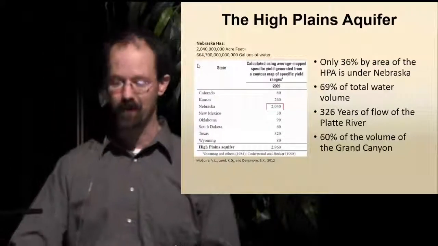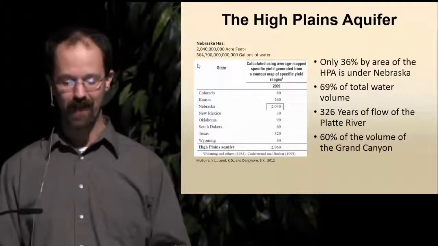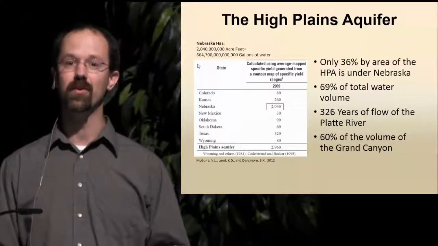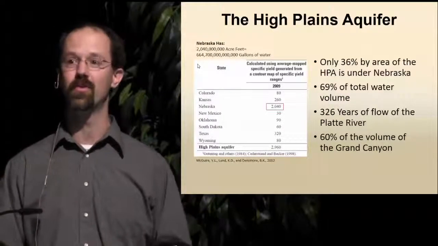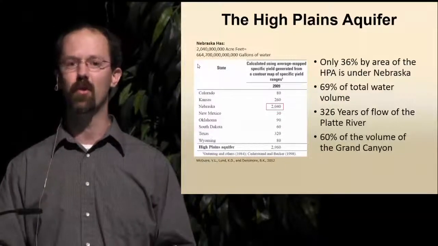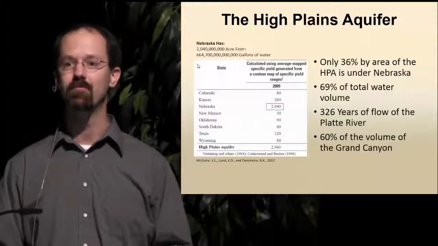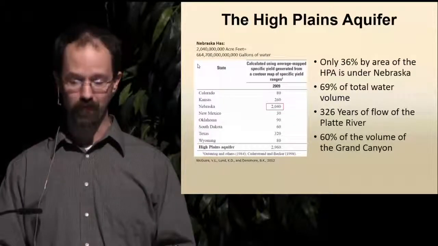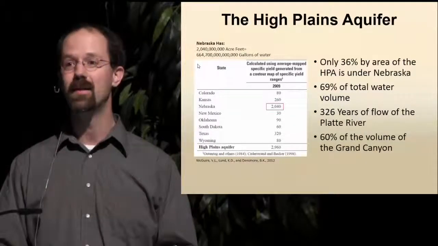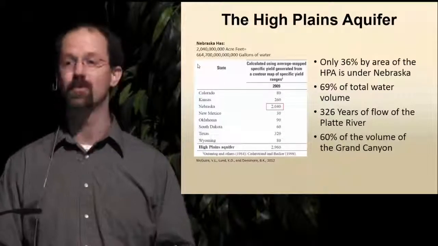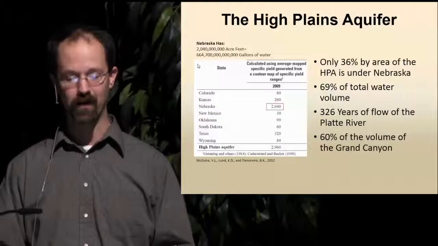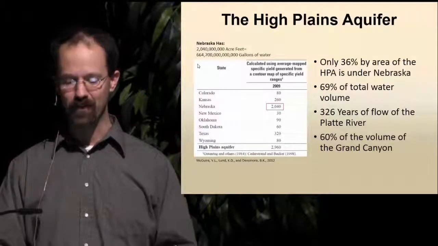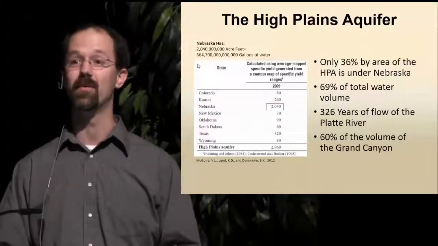It's a little hard to wrap your head around that, so to put that in context, the Platte River, where it flows into the Missouri River, has an outflow on average somewhere around 8,500 cubic feet per second. At that rate, it would take about 326 years of flow of the Platte River to make up this quantity of water. To put that a little differently, that's about 60% of the volume of the Grand Canyon.